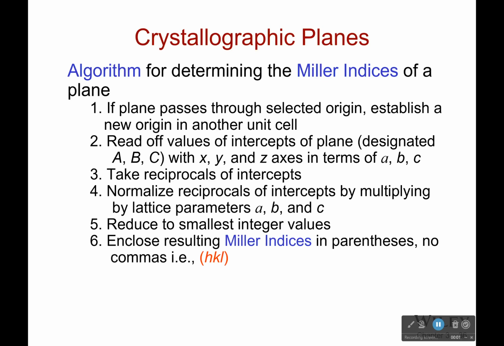Okay, we've been talking about directions, we talked about points, now we're going to talk about planes. And we're going to stop here. I promise there's not any crystallographic volume, it's just planes.